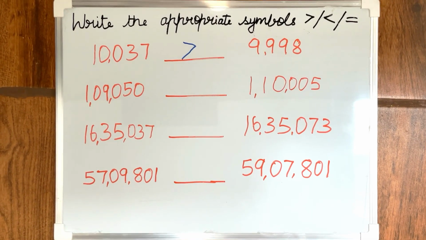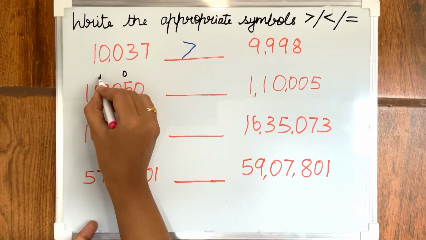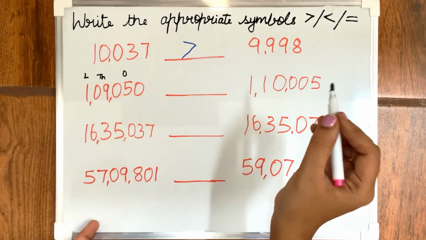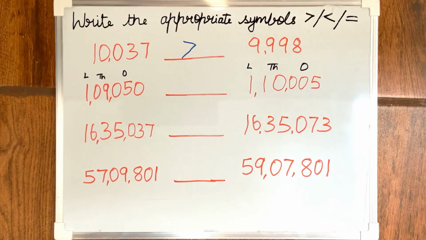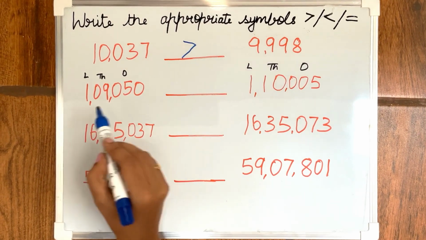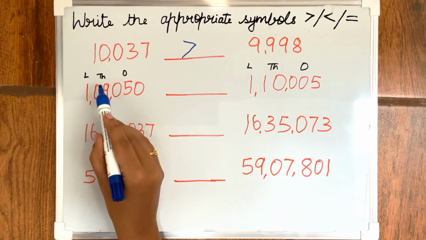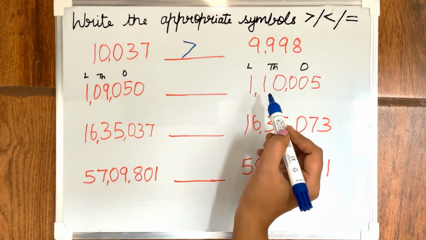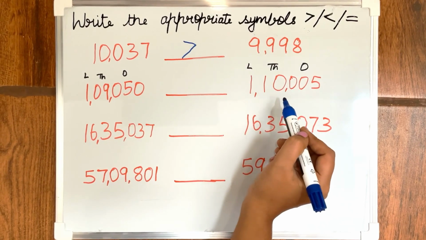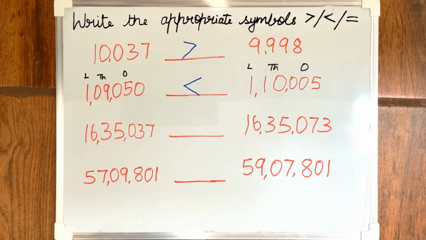Next write the periods on top of the digits so that it will be easy for us to compare. So this is ones period, this is thousands period and this is lakhs period. Now we will compare period wise. In lakhs place both the numbers are equal. Next move on to thousands place, 9 and 10. So which is greater? 10 is greater than 9. So 1,10,005 is greater than 1,09,050.